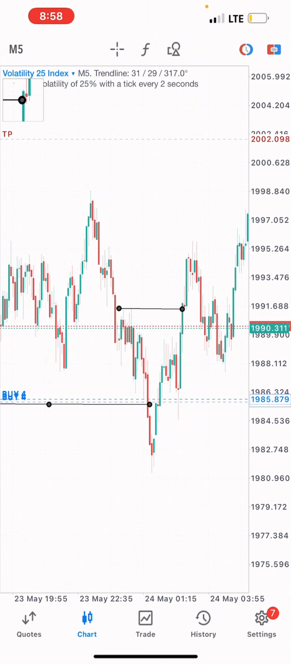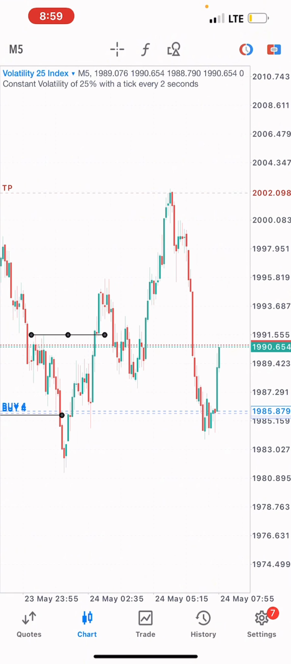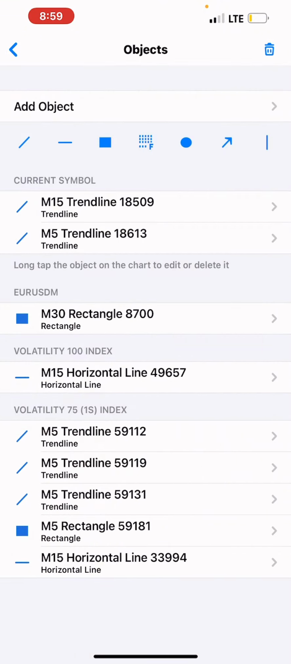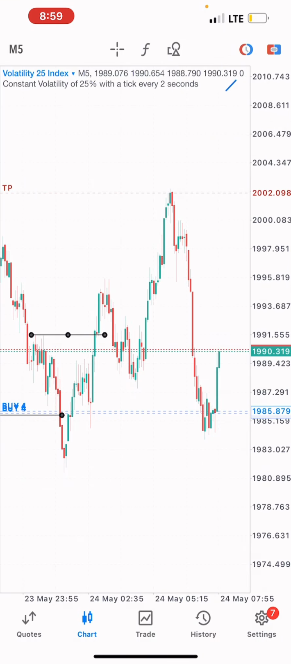We have a break of this structure because this was an internal higher low. Since this was an internal low, the market has swept it to the upside, so we have our break of structure. The next rule is the market pulling back to create liquidity that will be swept later. So we have this area.